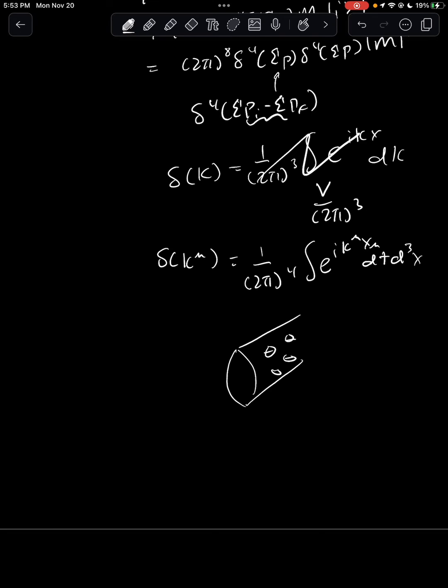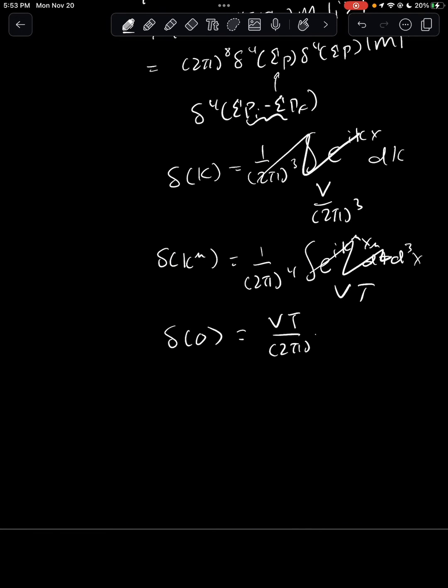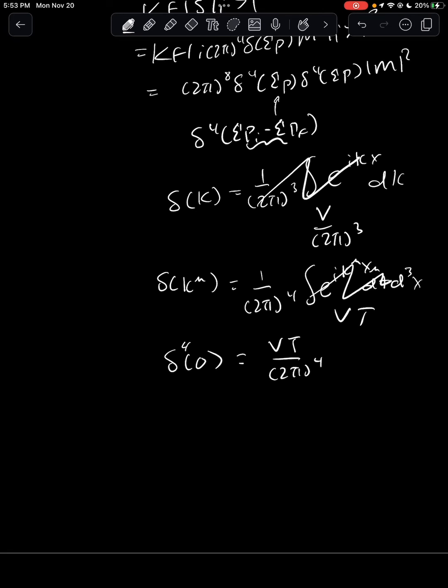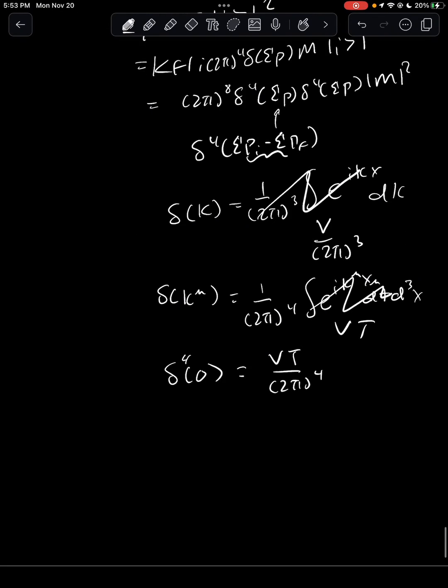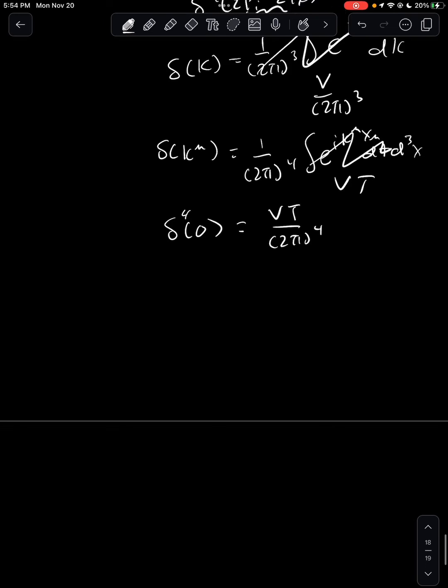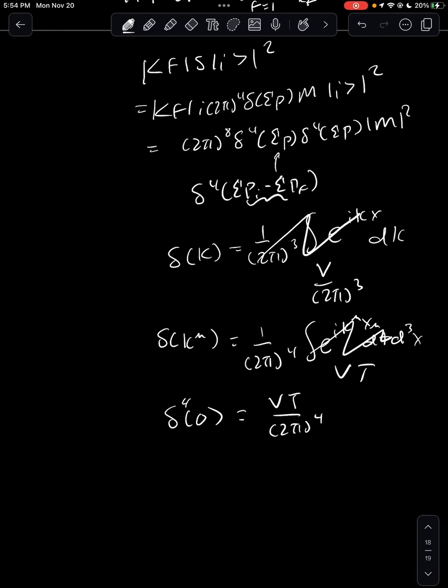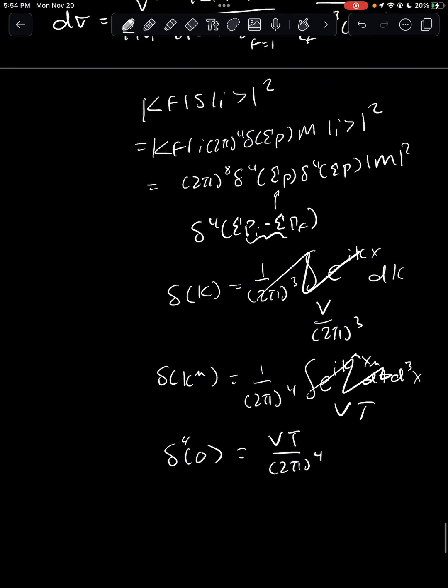then time can be finite as well in our integration limits, which means that this whole thing is going to just turn into a VT. So this is going to give us that delta of 0 is VT over 2 pi to the 4th. I know the argument's kind of weird. I can elaborate in the comments if you guys have any questions on that part, by the way. But basically, that turns this into VT over 2 pi to the 4th, which turns this into just a 2 pi to the 4th.